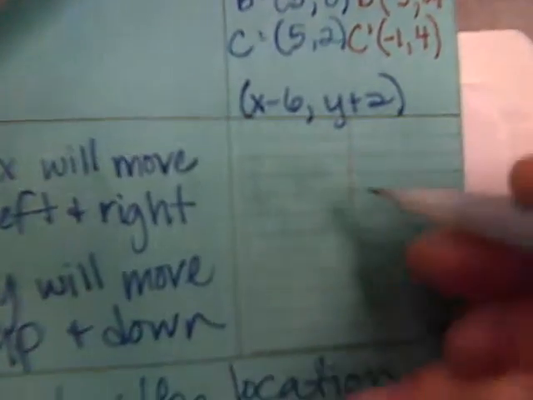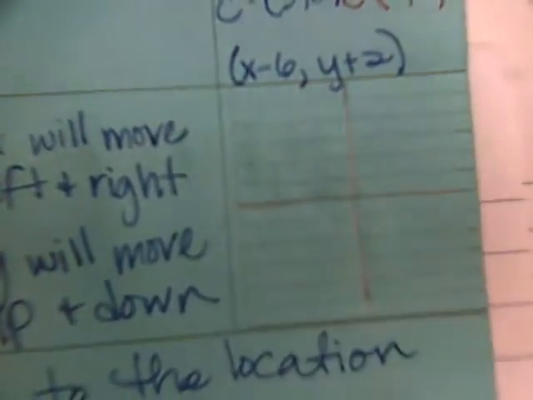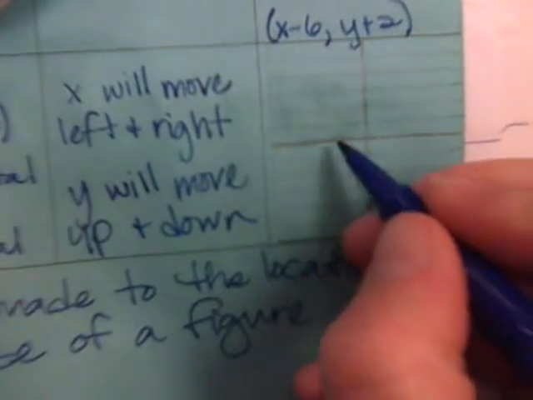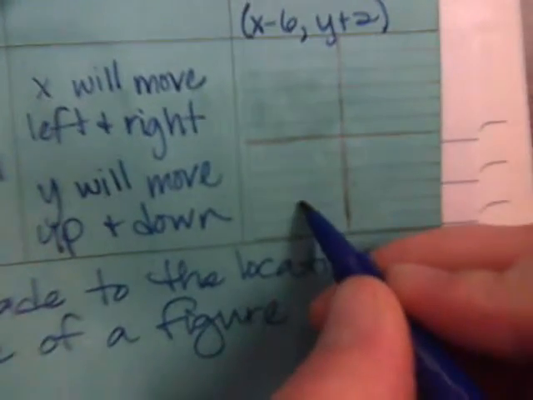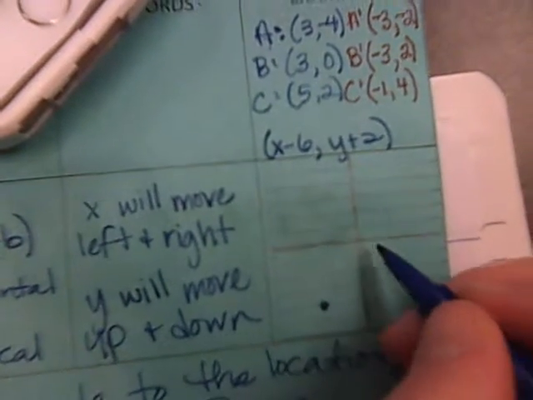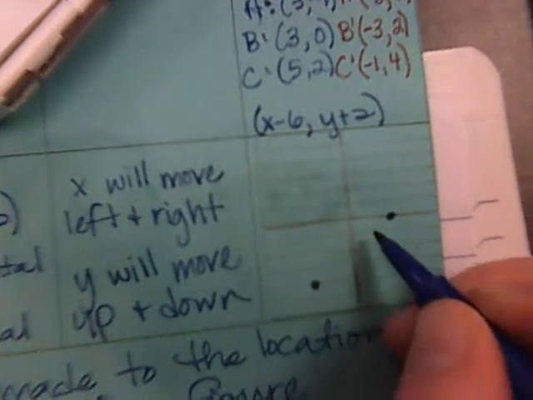Now, let's double check this. Let's work on my graph. Go ahead and draw in your coordinate plane. And go ahead and draw your original values with blue, okay? So we had 3, -4. And 3, 0. And 5, 2.